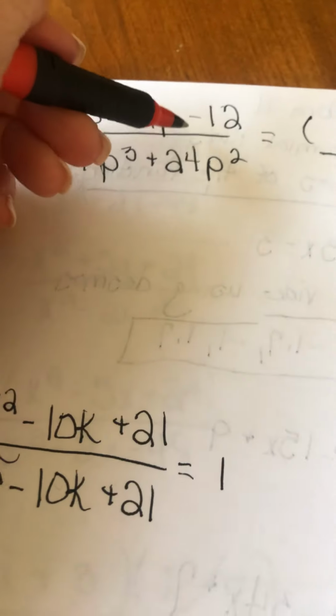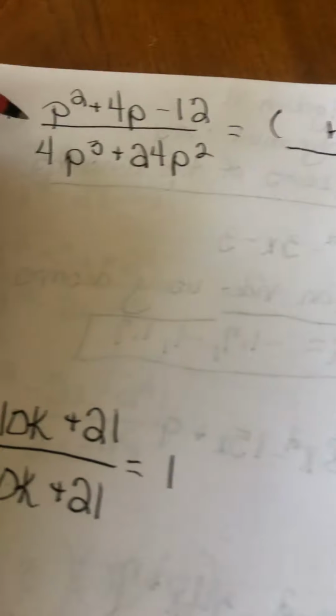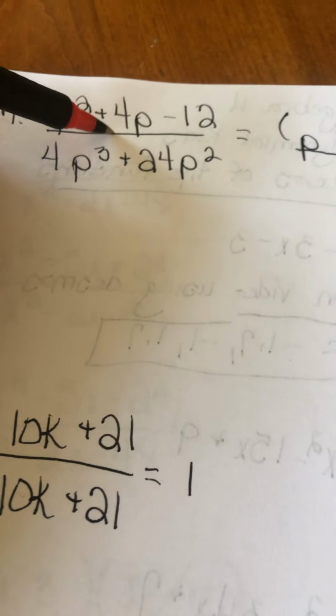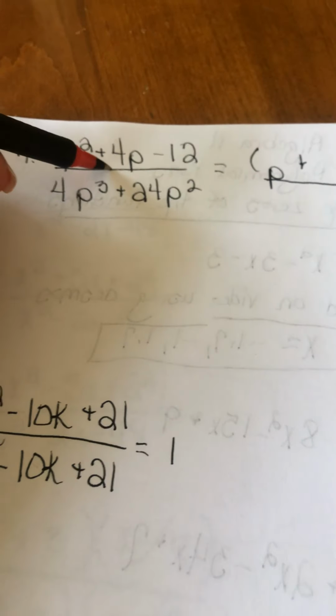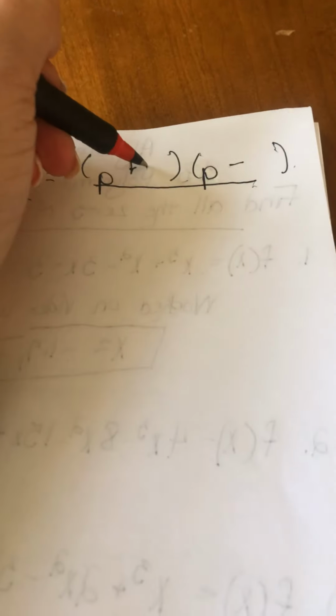Okay, so we see here that this is a negative, so I know my signs are going to be a positive and negative. Factors of p squared are p and p. So I just need factors of 12 that have a difference of 4, and that's 6 and 2. Now, because my 4 is positive, that means the 6 will go here, and the 2 will go here.